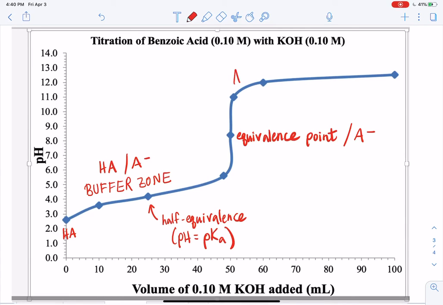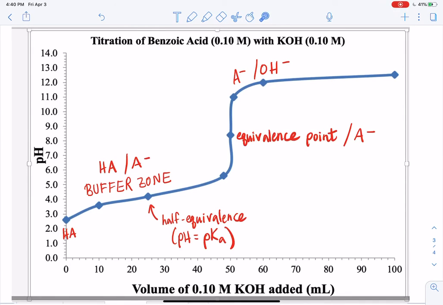Beyond the equivalence point, we still have weak base, but it's really the excess hydroxide that's controlling the pH of the solution. And as you can see, eventually we level out. So we had 12, and then much later we have 12.5. So we have this kind of plateau in any pH curve here.